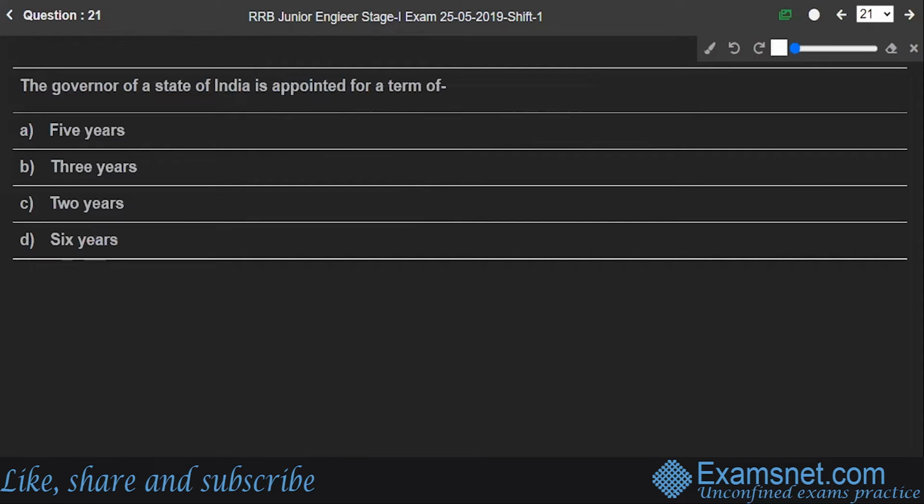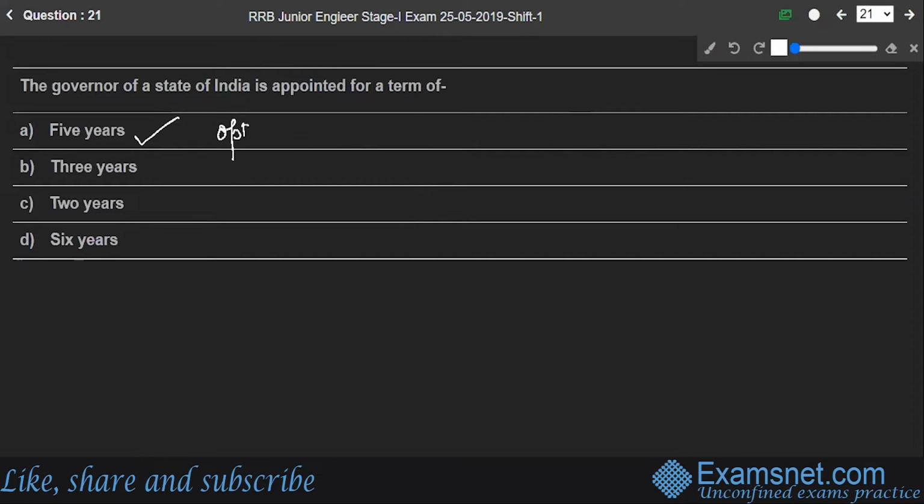Hope you got that. Next is question number 21. The governor of a state of India is appointed for the term of 5, 3, 2, or 6 years. Yes, of course, he is appointed for a term of 5 years. A governor holds office for a term of 5 years from the date on which he enters upon his office, which is subject to the pleasure of the president. He can resign at any time by addressing a resignation letter to the president. The constitution does not lay down any ground upon which a governor may be removed. A governor whose term has expired may be reappointed in the same state or in any other state as well. A governor can hold office beyond his term of 5 years until his successor assumes charge.